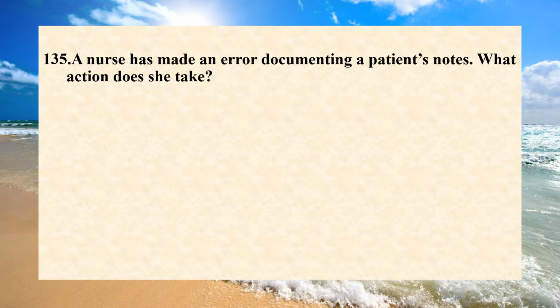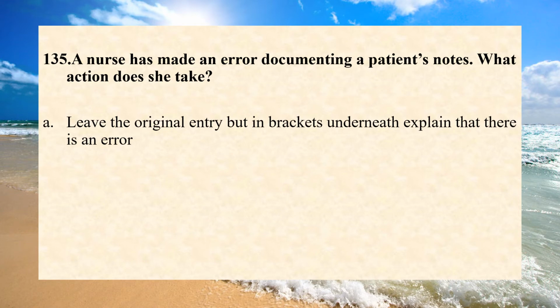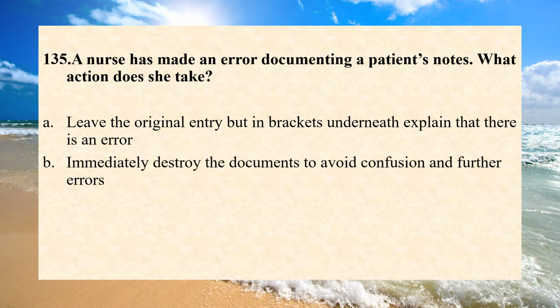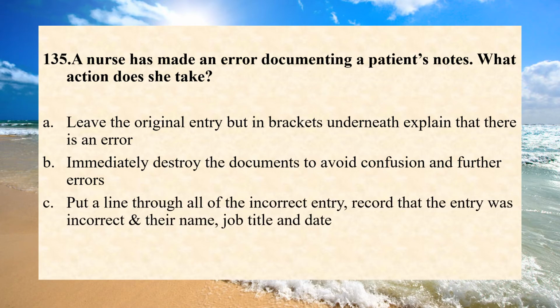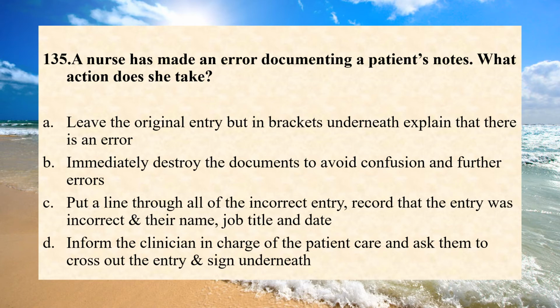A nurse has made an error documenting a patient's notes. What action does she take? Option A, leave the original entry but in brackets underneath explain that there is an error. Option B, immediately destroy the documents to avoid confusion and further errors. Option C, put a line through all of the incorrect entry, record that the entry was incorrect and their name, job title and date. Option D, inform the clinician in charge of the patient care and ask them to cross out the entry and sign underneath.